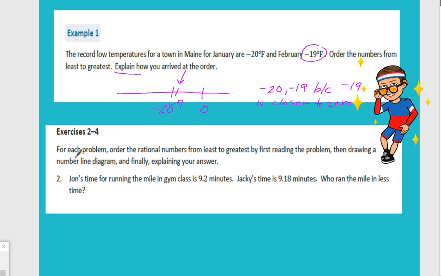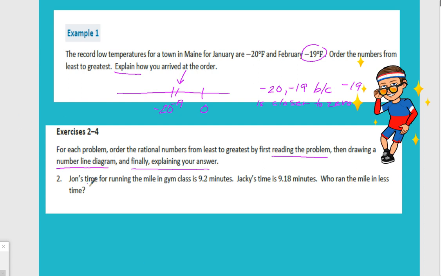Exercise 2 through 4. For each problem, order the rational numbers from least to greatest by first reading the problem. That's important, guys. Then drawing a number line. And finally explaining your answer. So I see that I have 3 things I need to do. John's time for running the mile in gym class is 9.2 minutes. Jackie's time is 9.18 minutes. Who ran the mile in the less time?